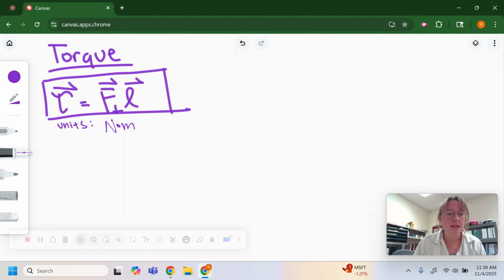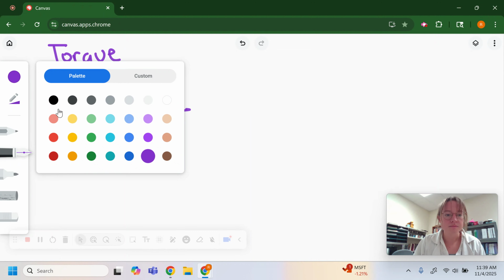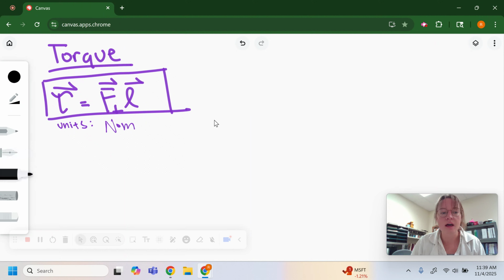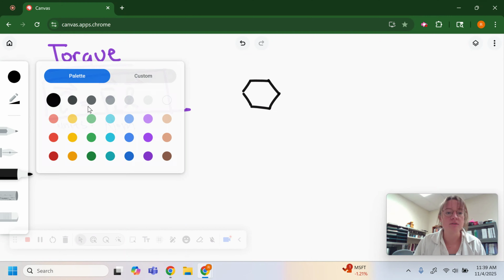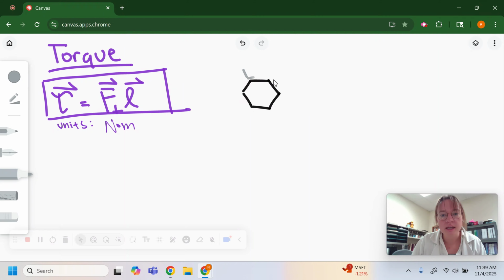Now, I'm going to start by looking at a little example here. Suppose that you had a bolt here, like this. This is a top view of a bolt. And suppose that you had a wrench and that you wanted to loosen this bolt. Now, initially, if this bolt is just sitting here, it is not spinning.